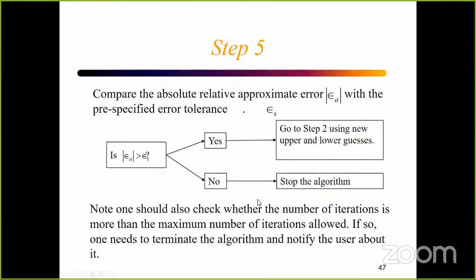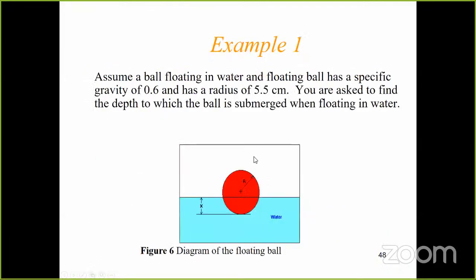I will take the same case with another example. Here, what's happening? Assume a ball floating in water. No doubt, the ball has to float. And the floating ball has a specific gravity of 0.6. Specific gravity is nothing but the gravity at which it can be held in a medium like a fluid because of its buoyancy force and also the mass or weight of the object.